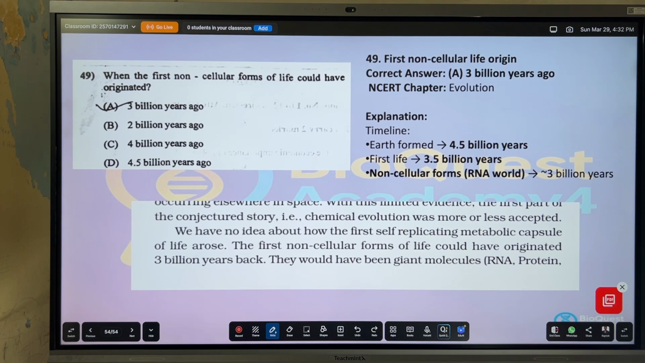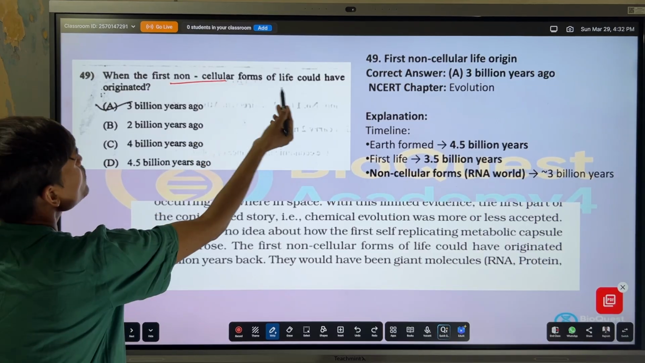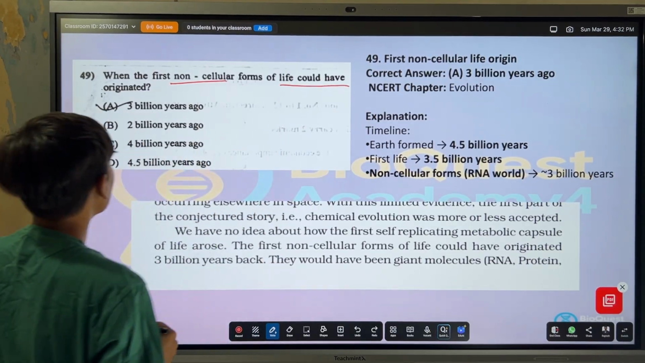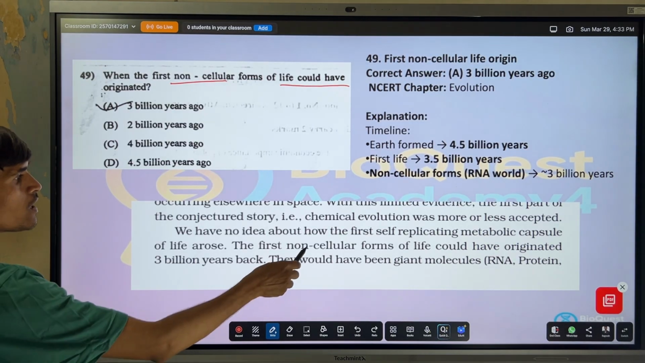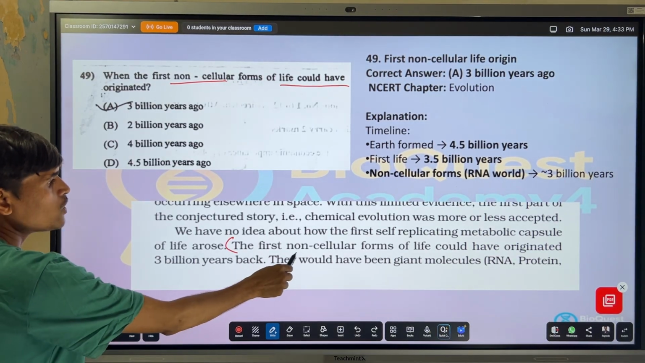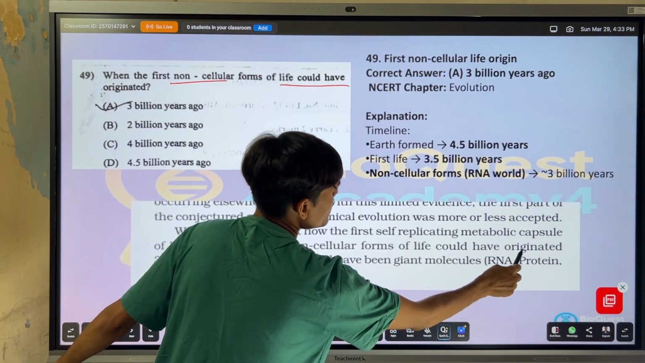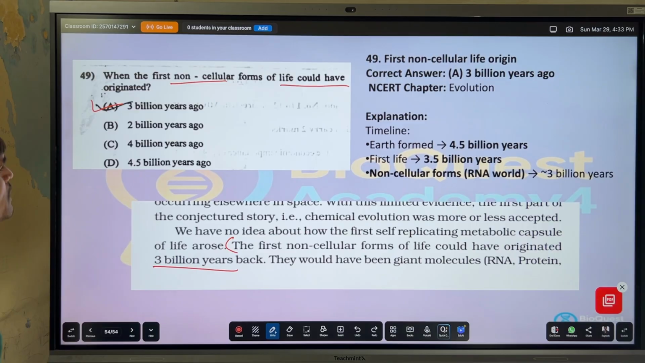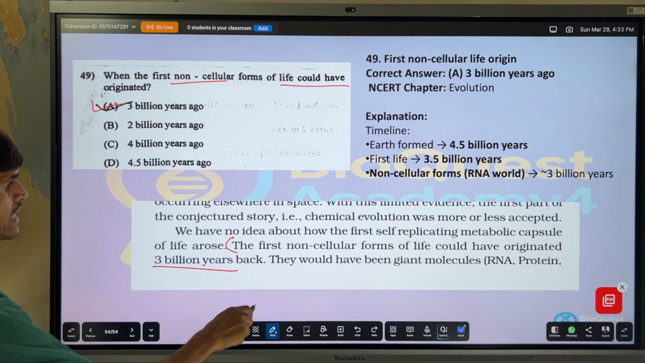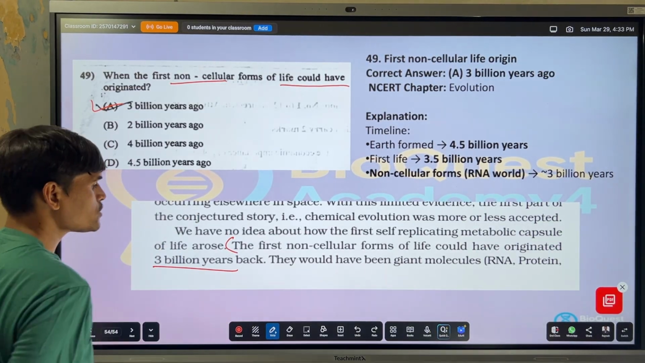Now, question 49. The first non-cellular forms of life could have originated. See, the first non-cellular form of life could have originated 3 billion years ago. 3 billion years ago. They would have been giant molecules.